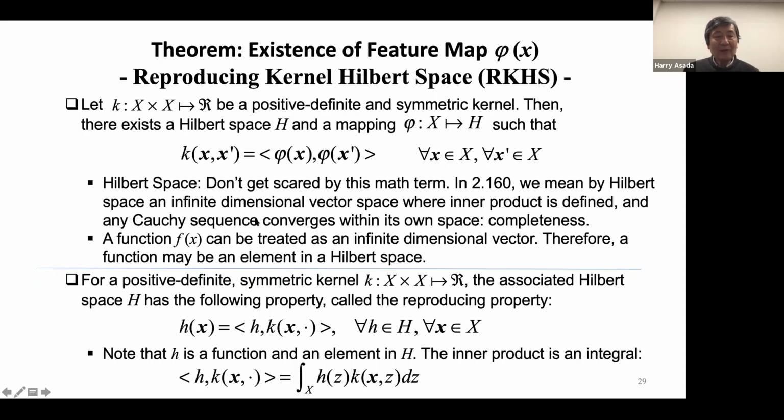It takes a long time, but along with proving this, we got a byproduct which is very interesting. For a positive definite symmetric kernel, the associated Hilbert space has a very special property. It's called the reproducing property. If you take the inner product between the kernel and any function you put in there, it produces the original function h. It's called the reproducing property.